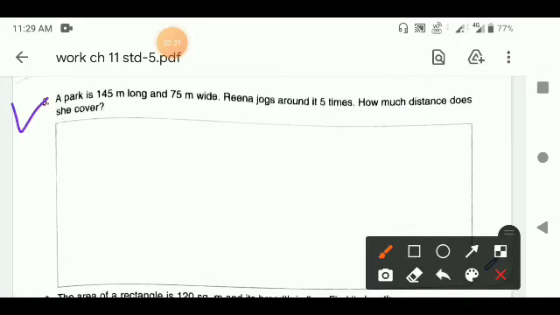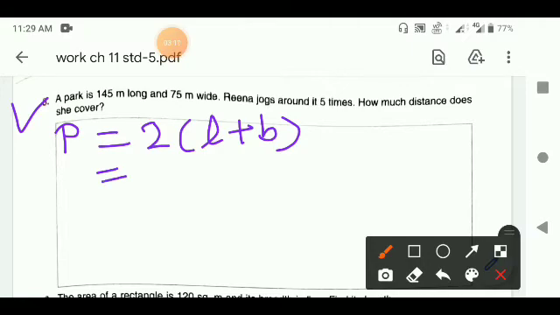Question number 8. A park is 145 meter long and 75 meter wide. That means this park is in rectangular shape. Reena jogs around it 5 times. How much distance does she cover? Here Reena jogs around this park, that means we have to find out the perimeter, that means the length of the boundary of this park. So first we will find out the perimeter of this rectangular park, which is equal to 2 into L plus B. So 2 into 145 plus 75.